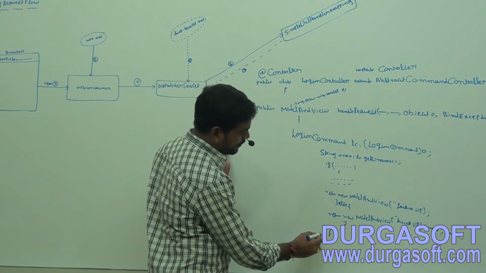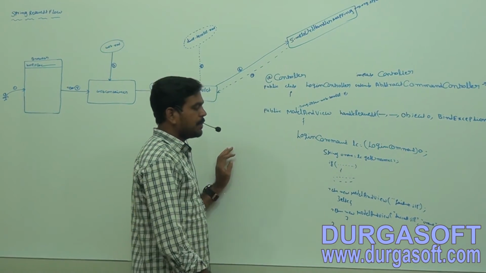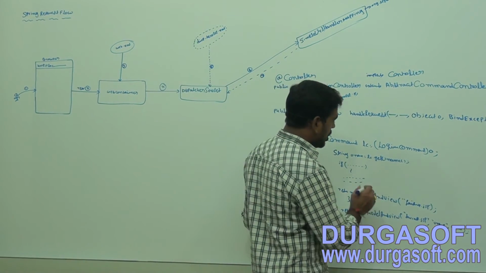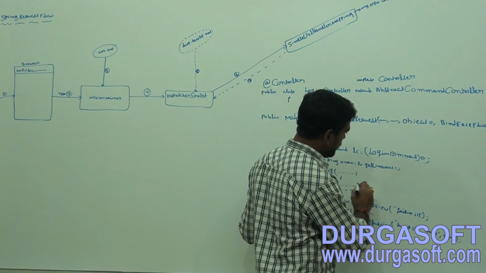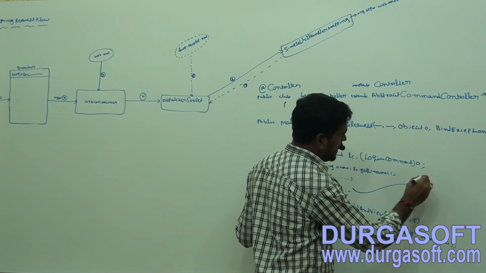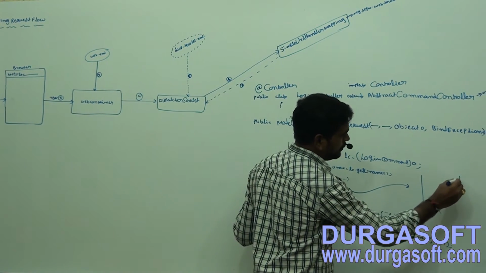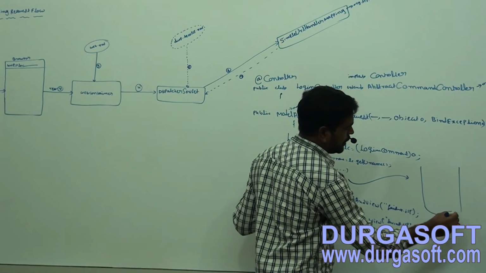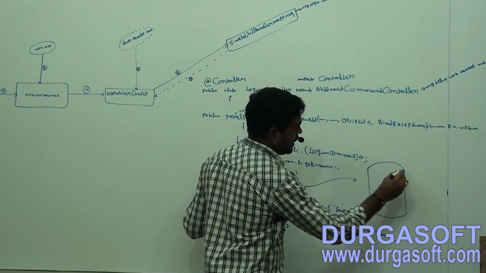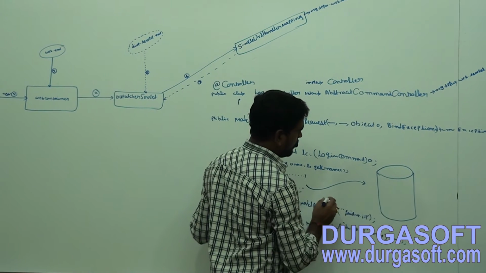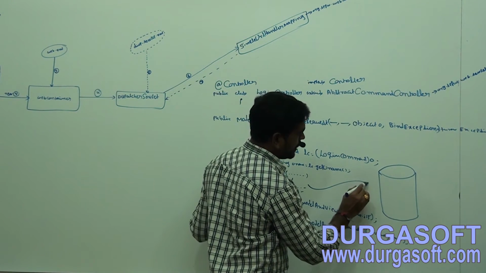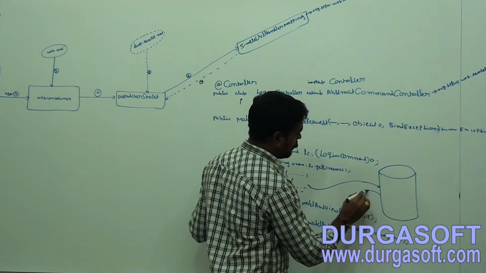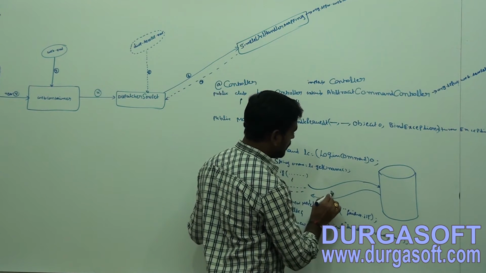If it is big logics, then we can develop those DAO classes, right? We can develop DAO classes, and those DAO methods we can call in where? Those DAO methods we can call inside the controller only.